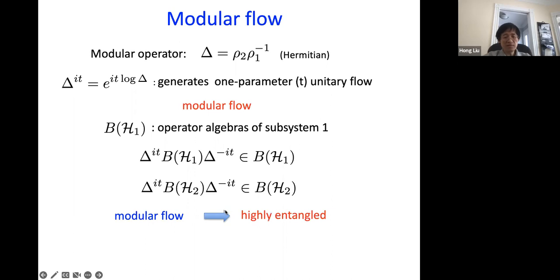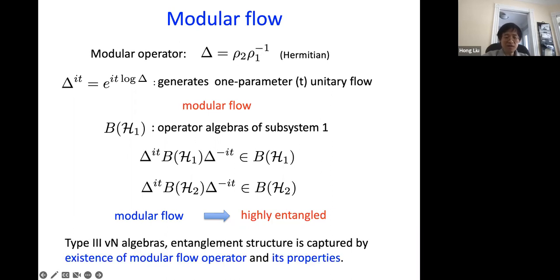You can also do this conversely. If there exists a modular operator satisfying this kind of property, then we can say this system must be highly entangled. Now for type three algebra, you can no longer define a reduced density matrix, so there's no notion of rho one or rho two. But it turns out this delta exists. So for type three von Neumann algebras, you can define the delta using some other way, and the flow generated by delta still has this property, which now becomes a highly non-trivial property.